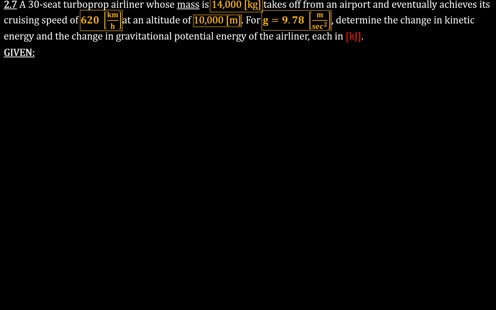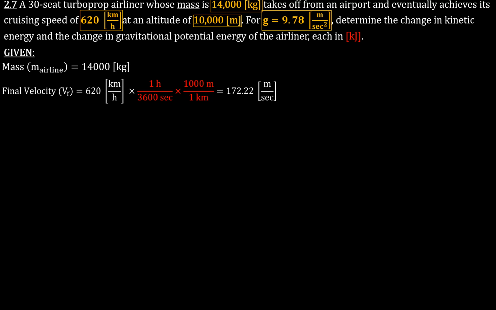So now let's write down what is given. Here we are given a mass of the airliner of 14,000 kilograms. The final velocity, v sub f, is 620 kilometers per hour. To keep our units consistent, we will use two conversion factors. The first one converts from hour to second, and the second one converts kilometer to meter. So here a kilometer will cancel with a kilometer, and an hour will cancel with an hour, and you will be left with meters per second. And when you plug this into your calculator, it will give you 172.22 meters per second.